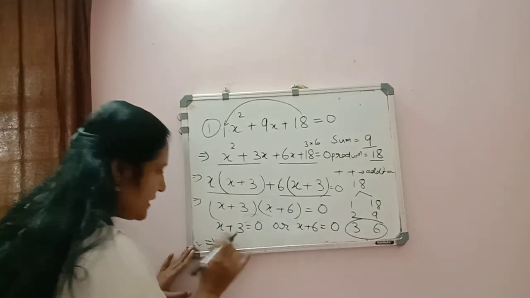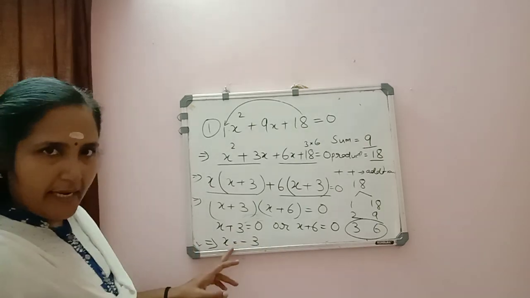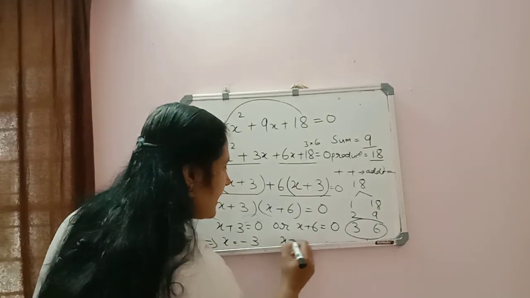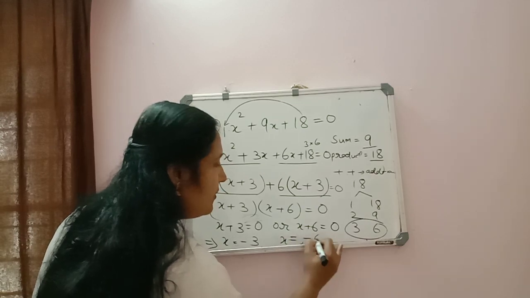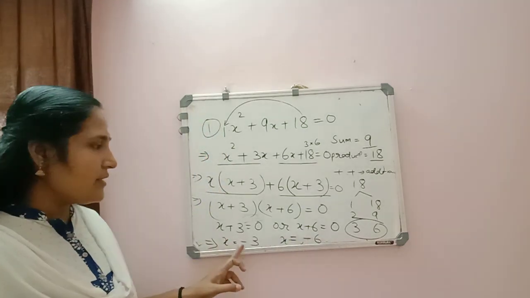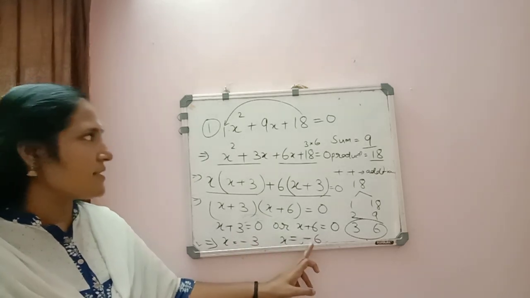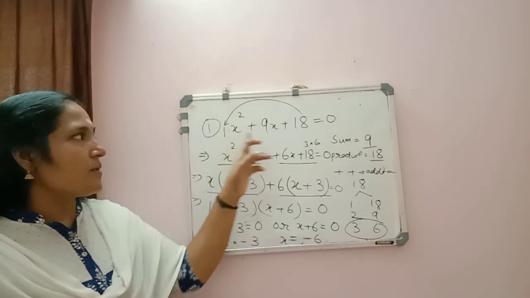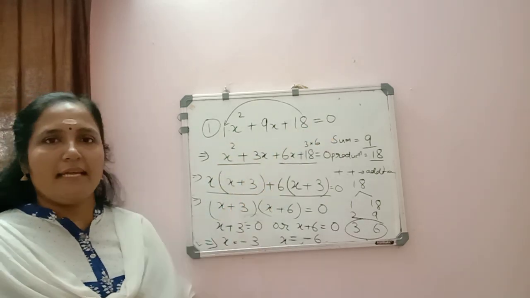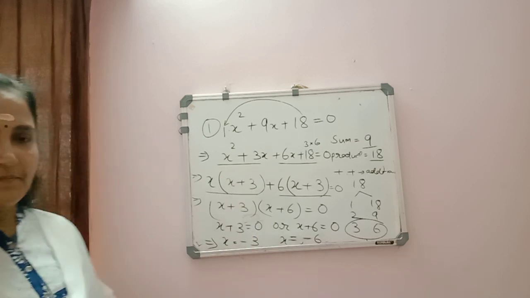So if x plus 3 is equal to 0, then we will get x is equal to minus 3. If x plus 6 is equal to 0, then we will get x is equal to minus 6. So we got the two values of x, minus 3 and minus 6. So these are the two zeros of the polynomial x square plus 9x plus 18 equal to 0. Please note down all these.